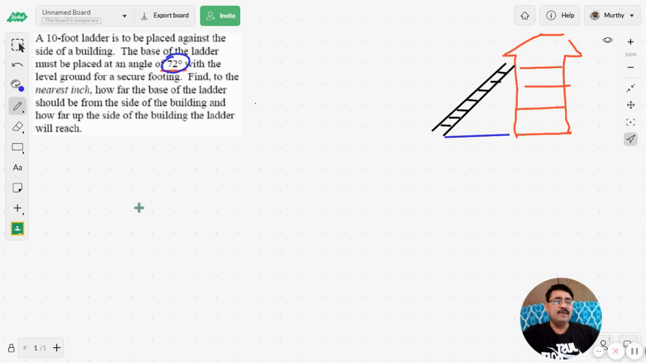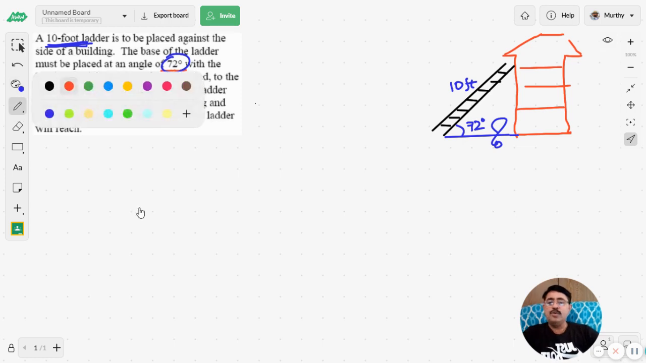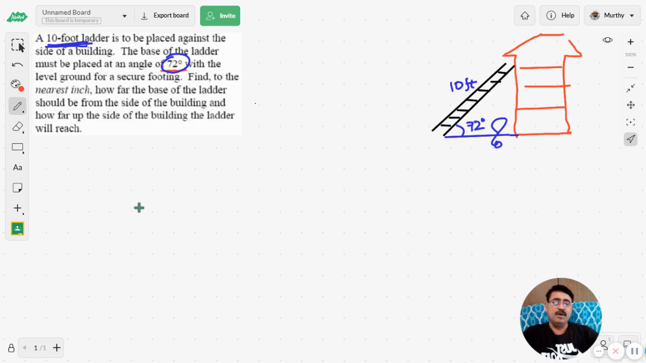The angle is given as 72 degrees and a 10-foot ladder. Therefore, I know that this is 10 feet. Now the question is, how far the ladder is to be placed from the building? So always identify what is given and what is to be computed.